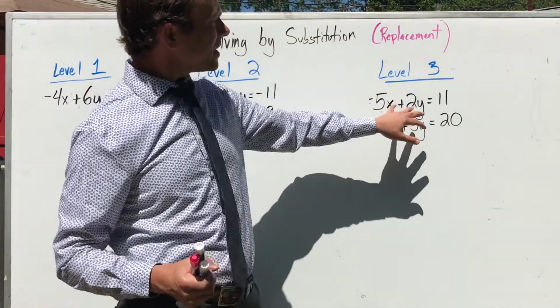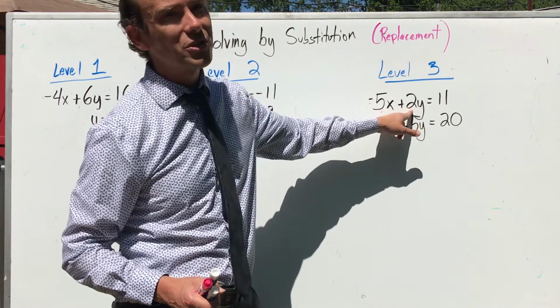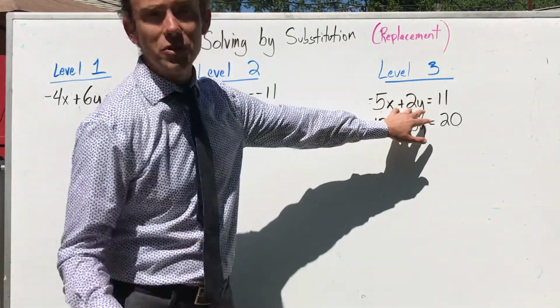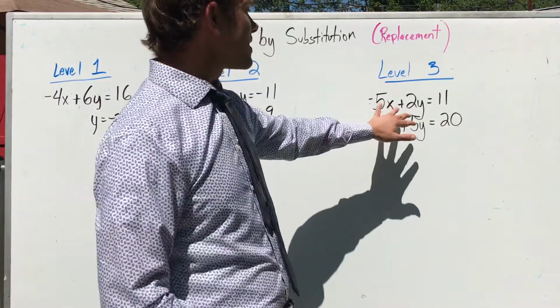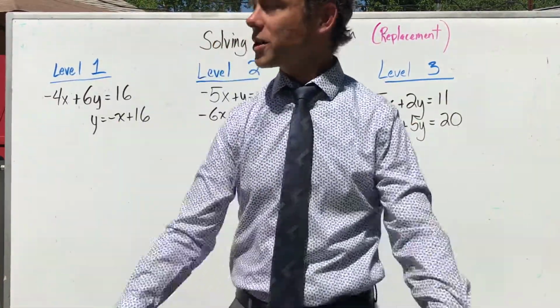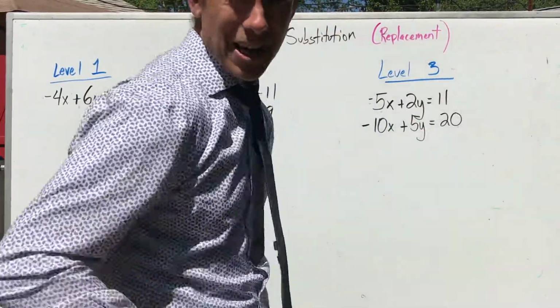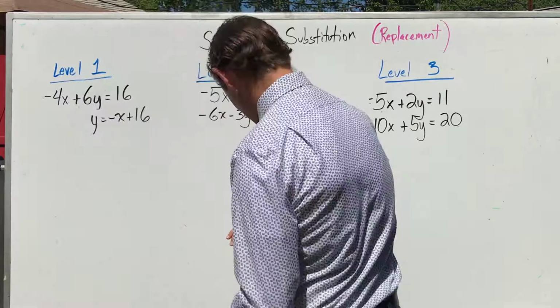And level 3, you'll notice every single variable has a coefficient. So this would be the most difficult one to do. This is the type where maybe you use the elimination method as another option. But we're going to do them all with substitution, because substitution always works. So let's go get it. Let's go get level 1 first.